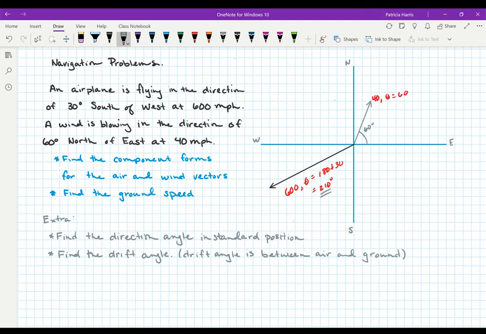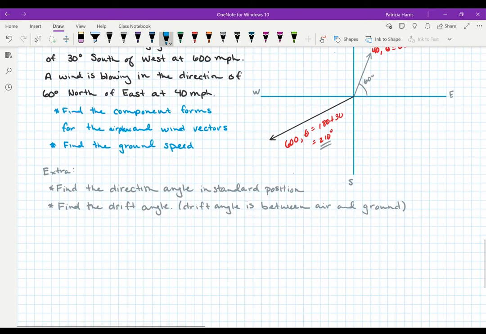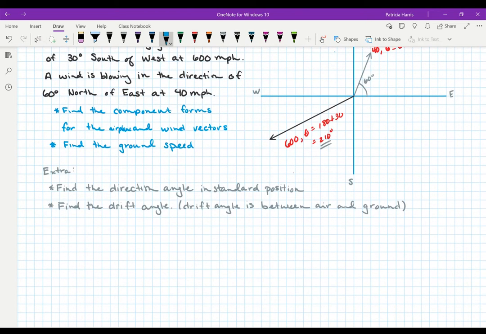Now, the first thing we're going to do is go through the certain skills that we need. We're going to find the component form for the airplane and the wind vectors. So let me change that really quick. Airplane, forgot the word plane. And then we're going to have to find the stuff that deals with ground. Again, referencing our angle, we're going to do airplane.